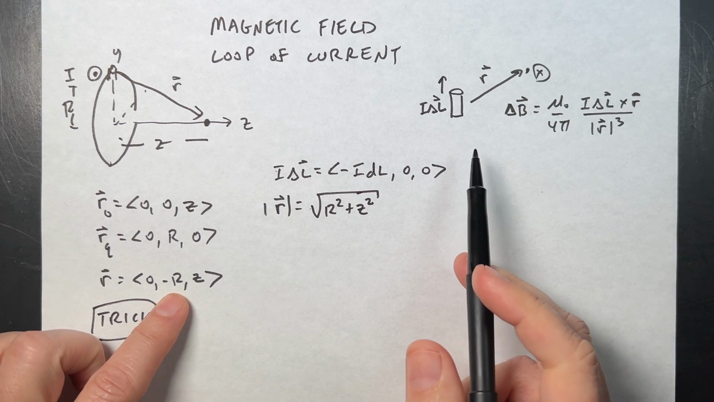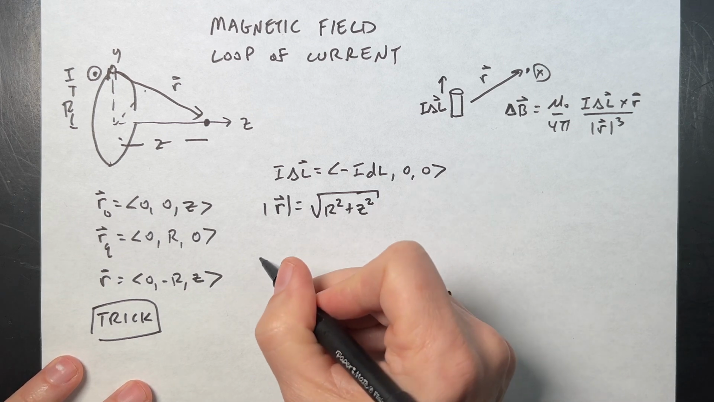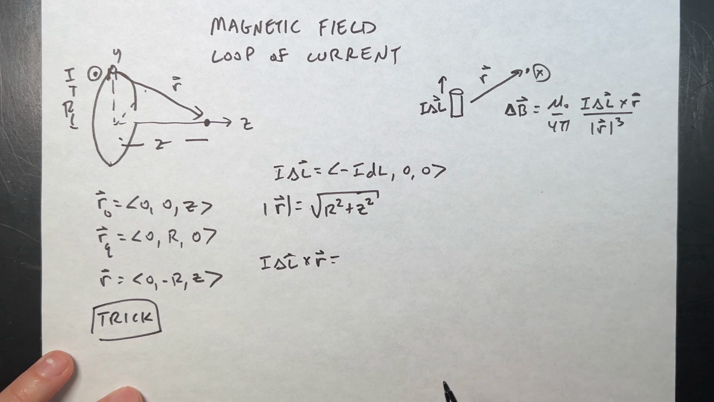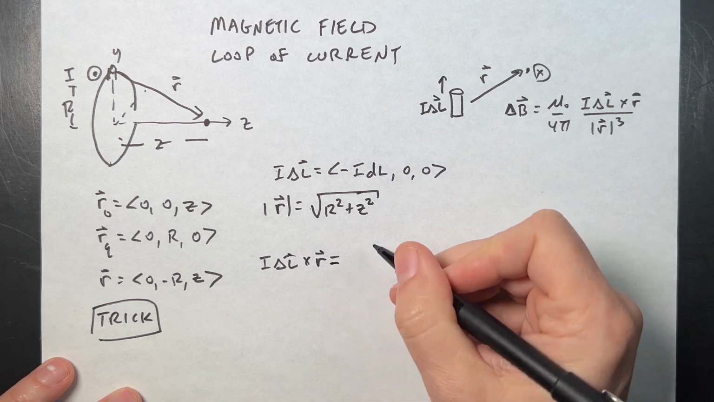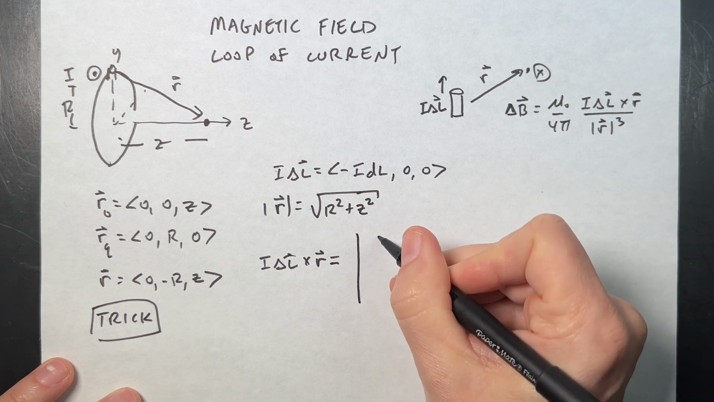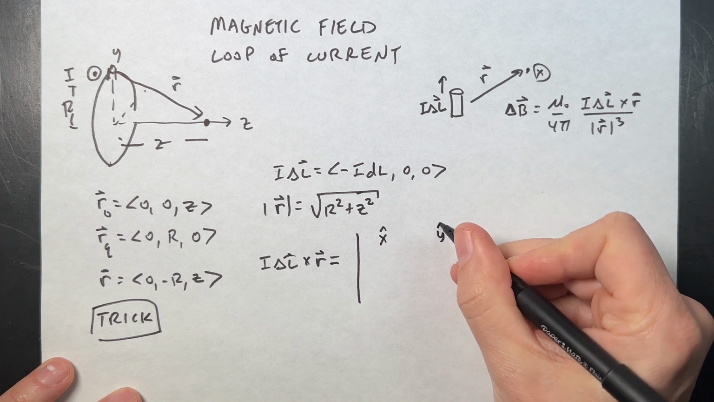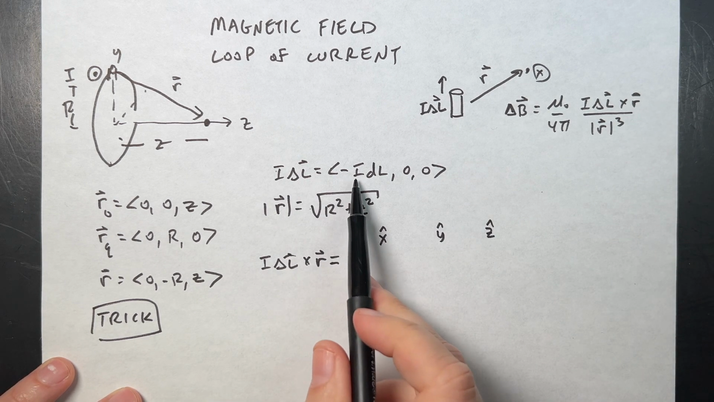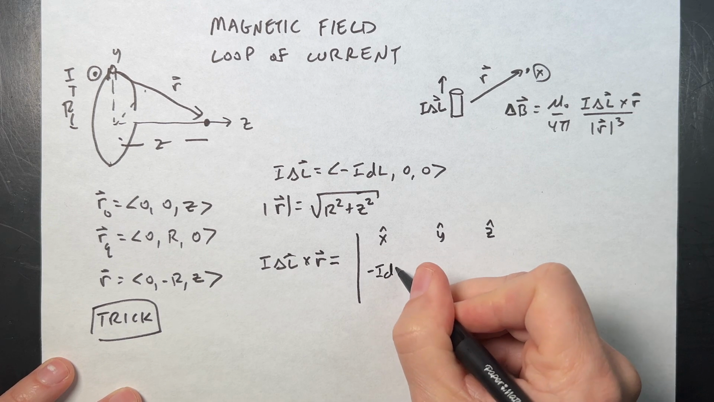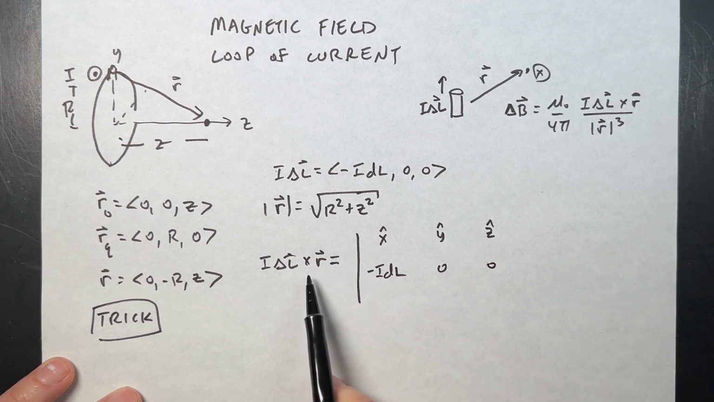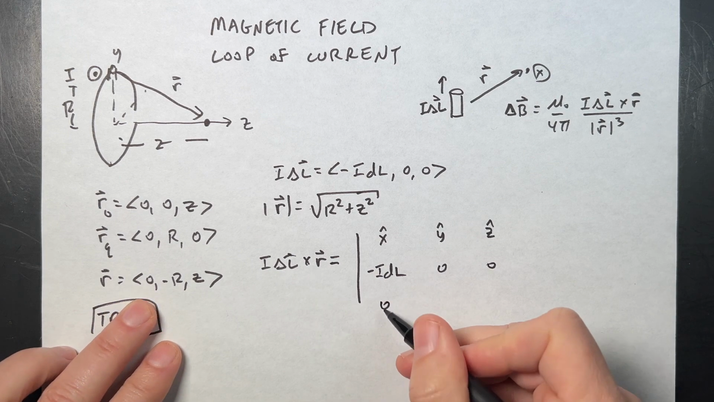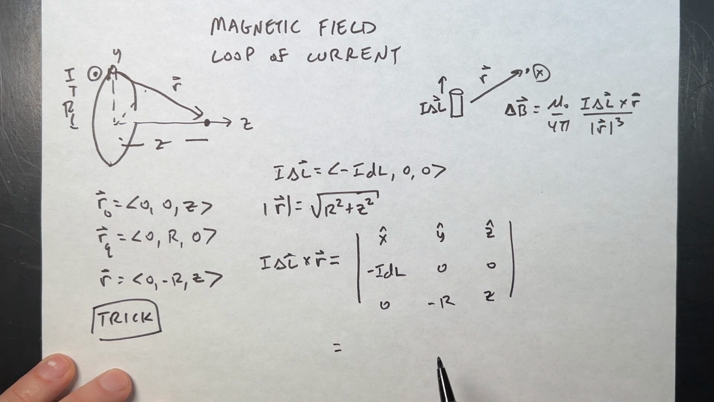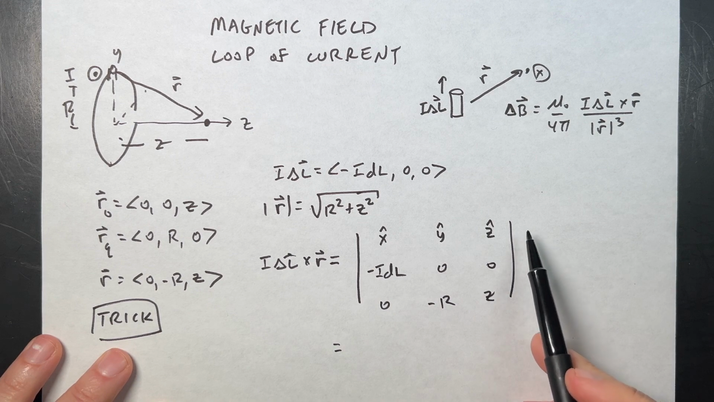Now what about the cross product? We do have to do this, okay? So let's do I delta L cross R. One of the ways to do the cross product, you can look up the formula, but I always just like to write this down. It's the determinant of the matrix X hat, Y hat, Z hat. And then I need to put the components of I delta L right here, negative I dl, 0, 0. And then the components of R, which is 0, negative R, Z. Now, when I take the cross product, I'm going to expand about the top row.